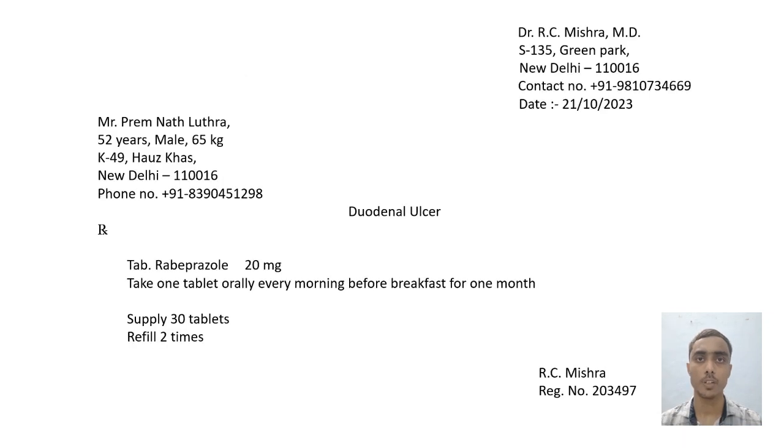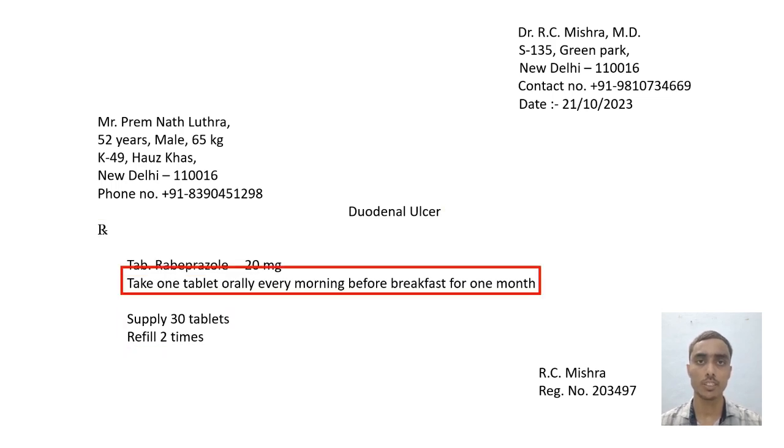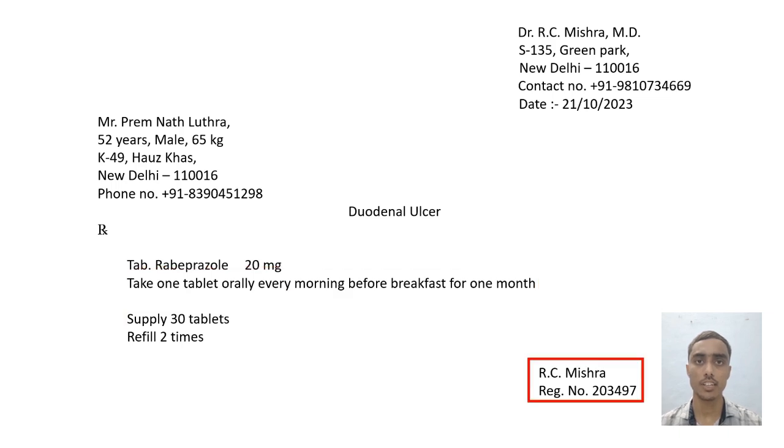Here is an example of a written prescription. As you can see, there is the doctor's details, patient's details, the diagnosis, and the prescription symbols. Next, there is the inscription containing the drug information, the subscription, the transcription, and finally, there is the doctor's signature and registration number.